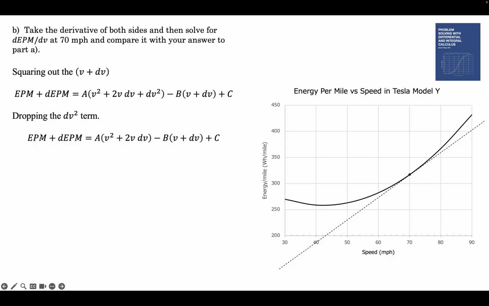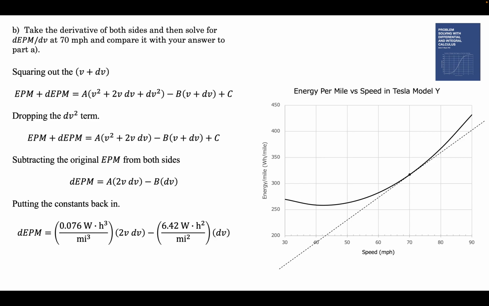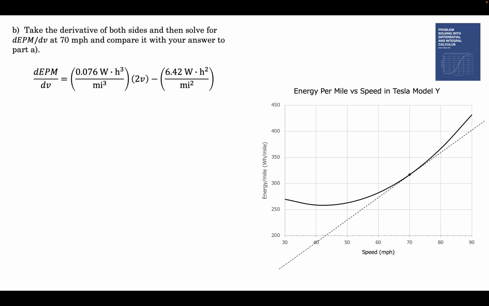The normal equation for the EPM is AV squared minus BV plus C. So we get rid of that from both sides. The difference is this constant A times 2V dV minus this constant B times dV. We can put the constants back in, and that's what we get. Divide by dV to get the slope, and there we have it. This is the slope at any V right here. Plug in V, that's the slope.